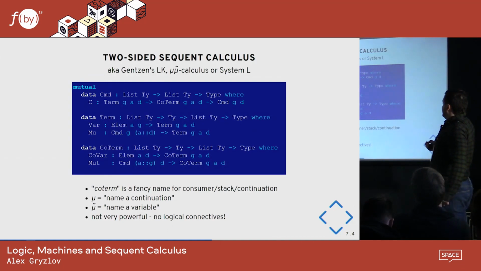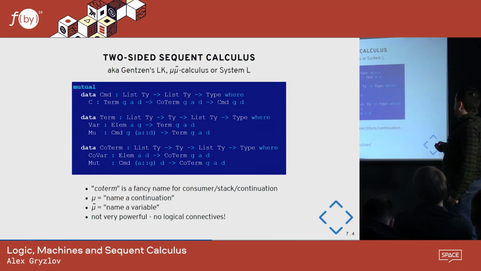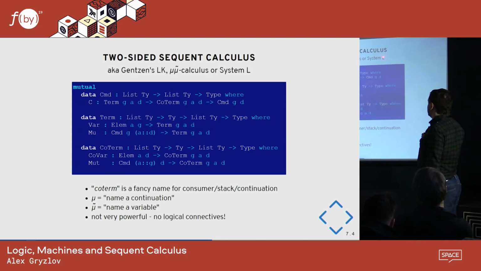So this is how you would write this in Idris. You would write this like a three-way mutual data structure. The command only has a cut. If there's a term with gamma A delta and a coterm with gamma A delta, then you can run this computation. Then you have a variable, mu, covariable, and the mu tilde. This whole thing is called the Gentzen LK calculus, or a mu mu tilde calculus, or a system L. There are lots of names for the system, but I think nowadays people usually just call it system L, not to have these funky letters.